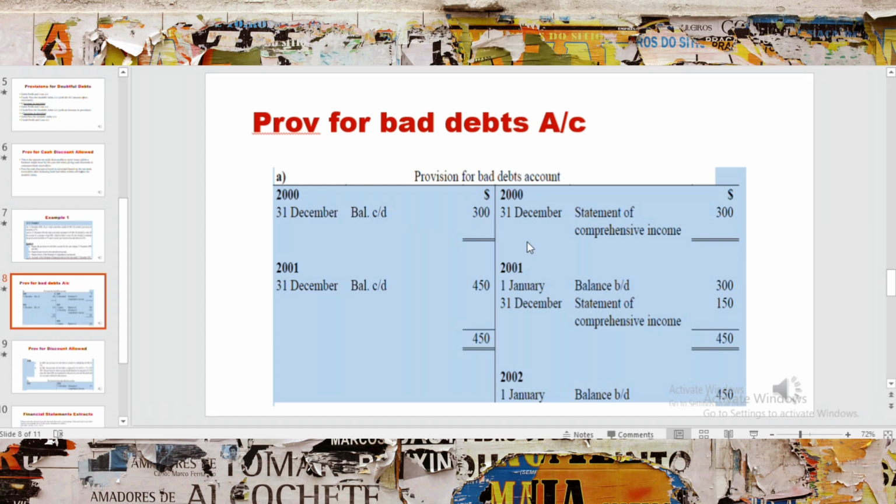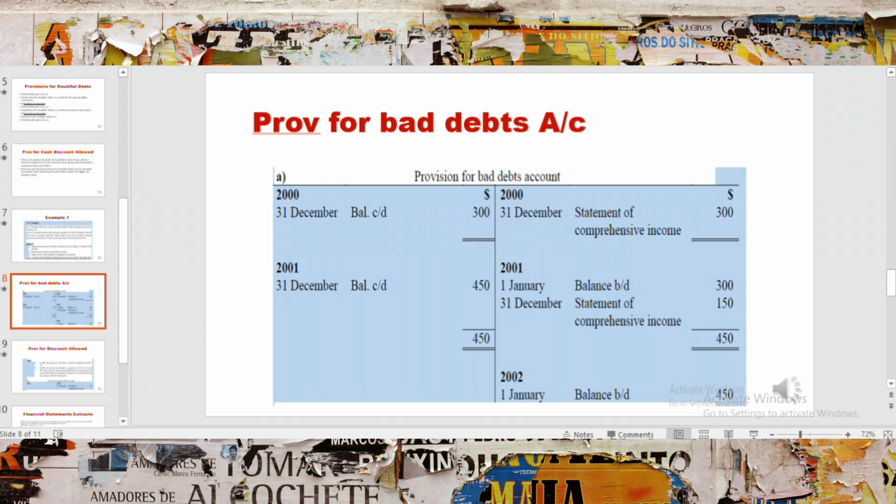Then you balance off your account. Then no account ends with a balance CD. So you're going to cross to enter the balance CD as the balance BD, whereby it will be 2001, 1 January, balance BD $300. Then you are also asked to solve the next one.